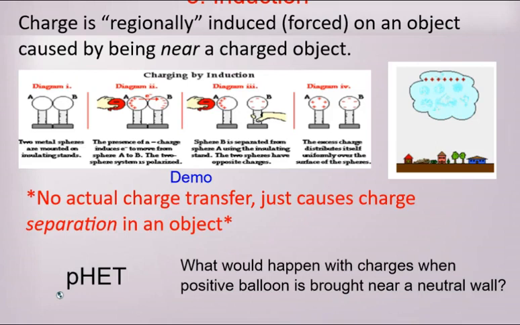If I had repeated that simulation, except my balloon was positive instead of negative, and brought it near the wall, what would have happened? Well, the same general thing would have happened, except the positive balloon would then bring the negatives in the wall closer to the front. So the negatives in the wall would move to the front, the positives would stay where they are, again, because only electrons do the moving.